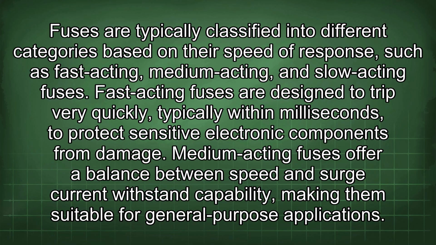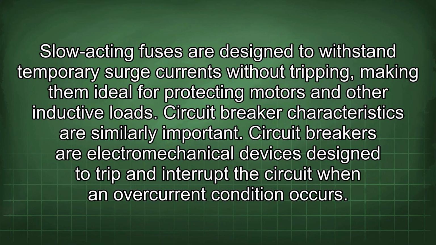Fast-acting fuses are designed to trip very quickly, typically within milliseconds, to protect sensitive electronic components from damage. Medium-acting fuses offer a balance between speed and surge current withstand capability, making them suitable for general-purpose applications. Slow-acting fuses are designed to withstand temporary surge currents without tripping, making them ideal for protecting motors and other inductive loads.